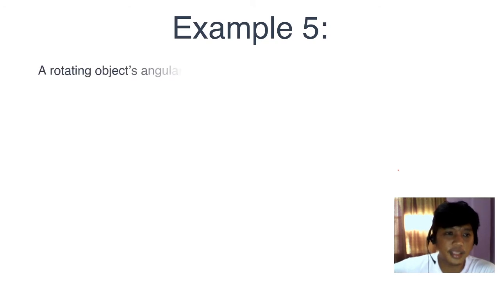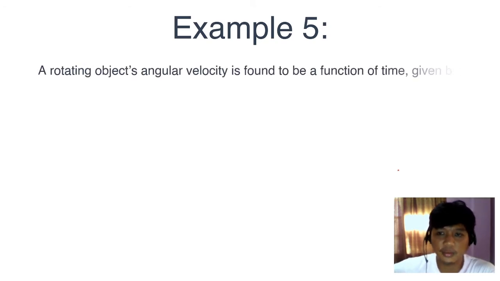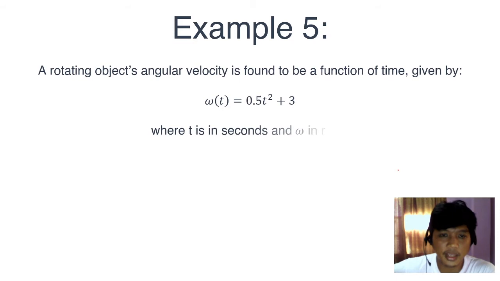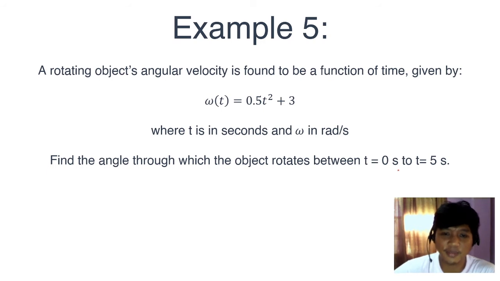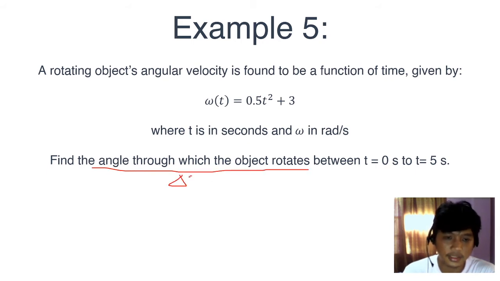Right. Let's do some examples. A rotating object's angular velocity is found to be a function of time given by omega as a function of time is equal to 0.5 t squared plus 3, where t is in seconds and omega is in radians per second. Find the angle through which the object rotates between t equals 0 to t equals 5 seconds. The angle through which the object rotates, that's angular displacement.